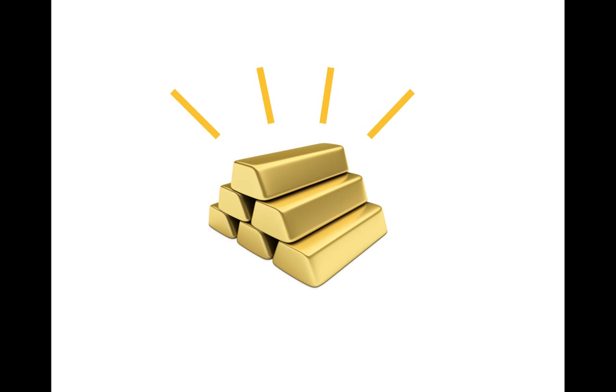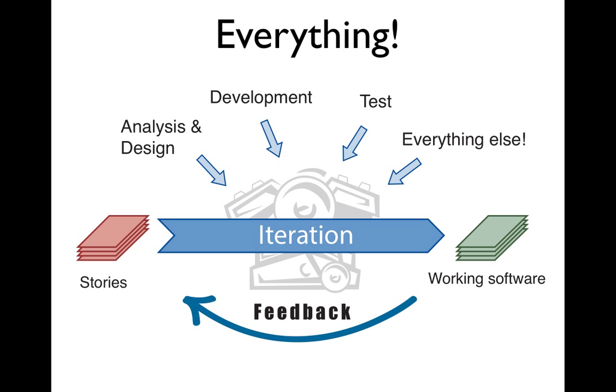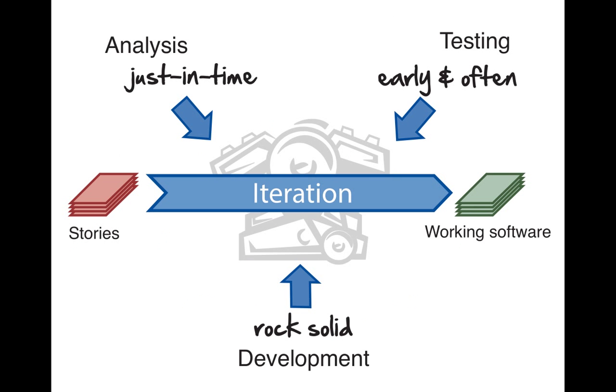Now, if you were to ask me what goes on during an iteration, I'd have to say everything. This is where the magic happens on an Agile project. Analysis, design, testing, coding, it all happens here. And while the activities for an Agile iteration are the same as what we'd see in a traditional waterfall project, how we go about them is a bit different.